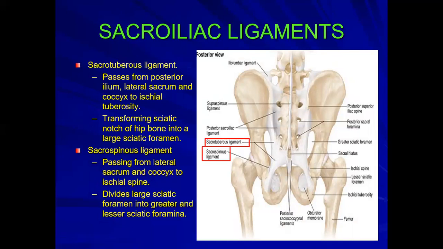And then the other ligament that is also present is the sacrotuberous ligament. If you see here, this is the sacrotuberous ligament. It passes from the posterior aspect of the ilium, lateral sacrum, and then coccyx to the ischial tuberosity. And then it transforms the sciatic notch of the hip bone into a large sciatic foramen.